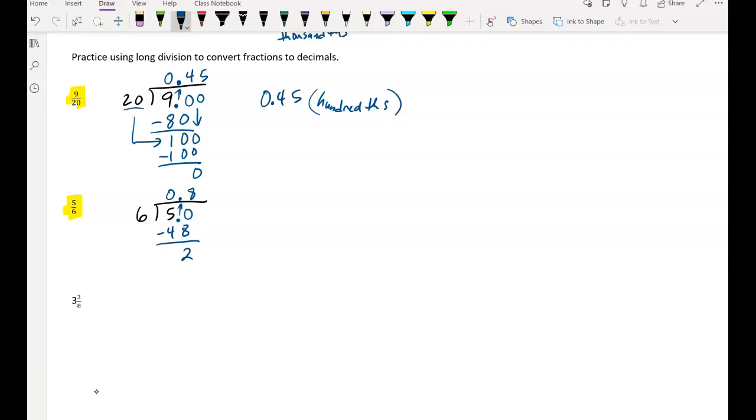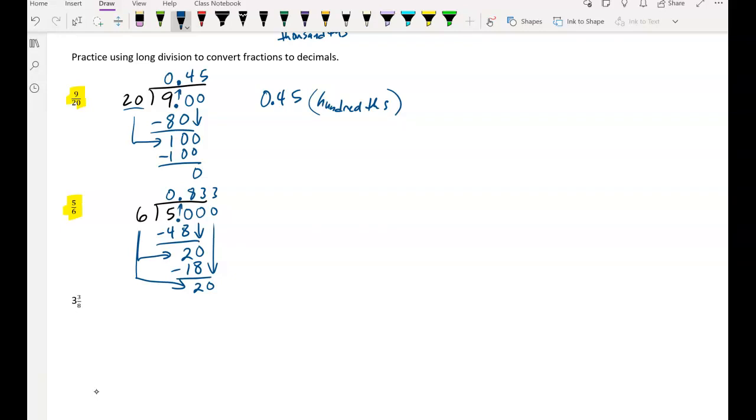I have a remainder, so I have to bring a 0 down. And now 6 goes into 20 3 times. 6 multiplied by 3 is 18. 20 subtract 18 is 2. I have a remainder. I got to bring a 0 down. Now 6 goes into 20. How many times? Oh, that's 3.